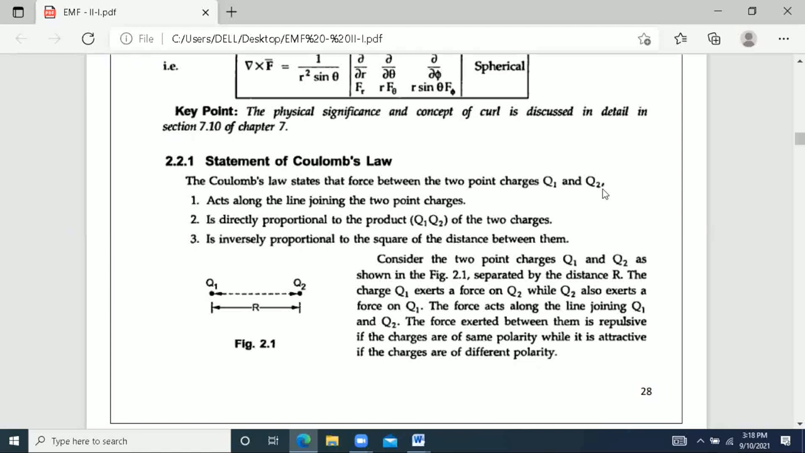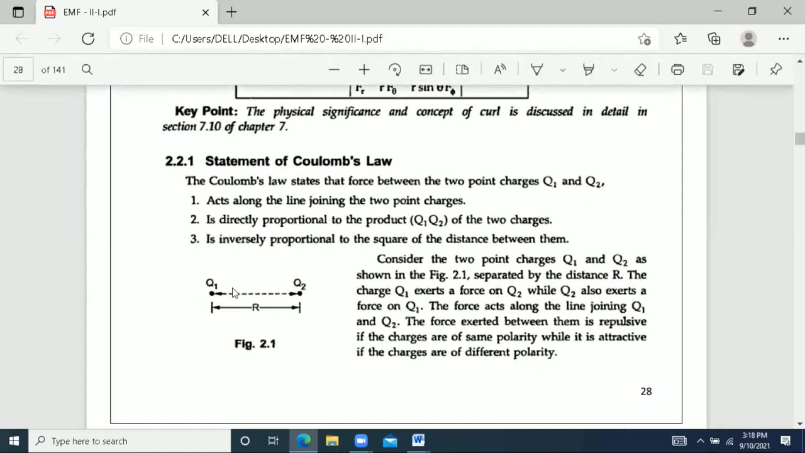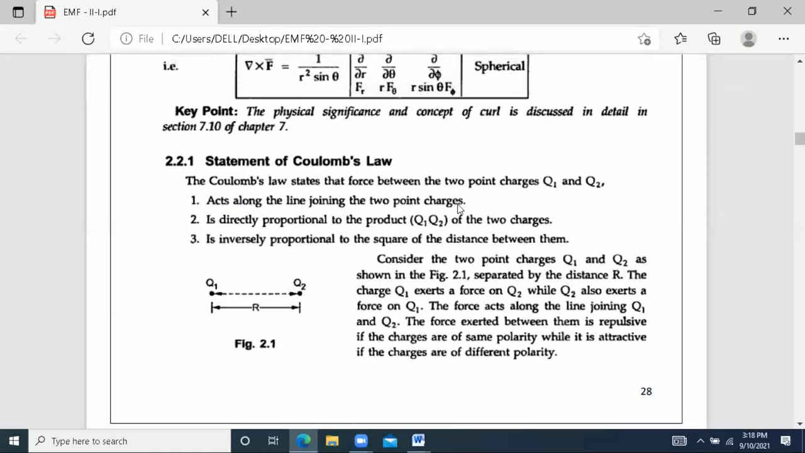Coulomb's law states the force between two point charges, Q1 and Q2, acts along the line joining the two charges, is directly proportional to the product of the two charges, and is inversely proportional to the square of the distance between them. Can you put that in an equation?